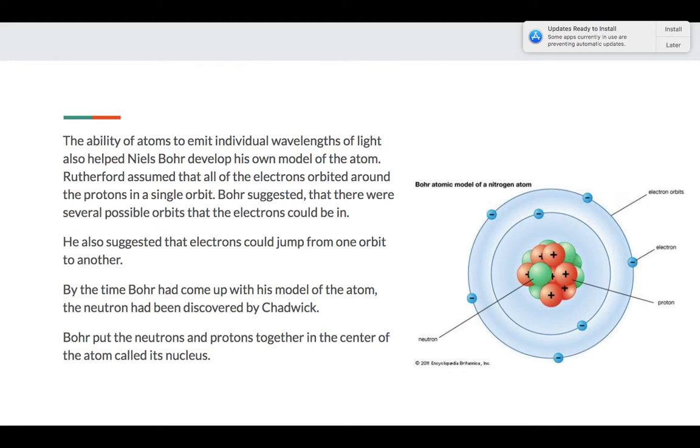By the time that he had come up with his model of the atom, the neutron had been discovered. And so Bohr put the neutrons and protons together in the center of the atom, and we call that the nucleus. So neutrons and protons in the center, and that is the nucleus, and then electrons orbiting around.